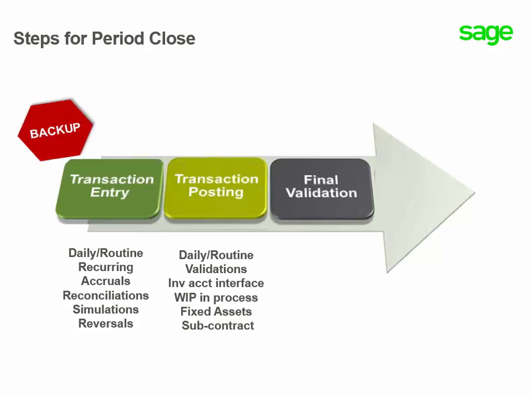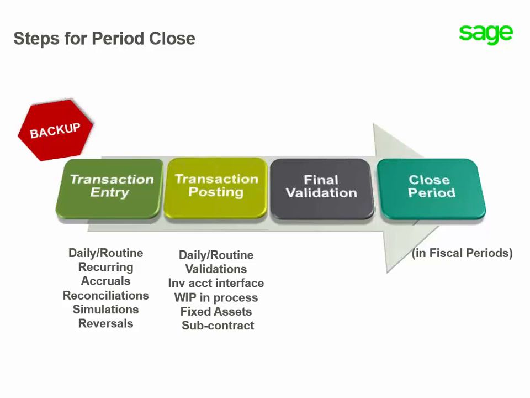Now, transactions post into the general ledger from submodules in temporary status mode. Those transactions have to be finalized or in final status to be able to close the period. So you need to run the final validation task to convert those transactions from temporary to final status. At this point, you're able to close the period. Now, this is done in the fiscal periods task.